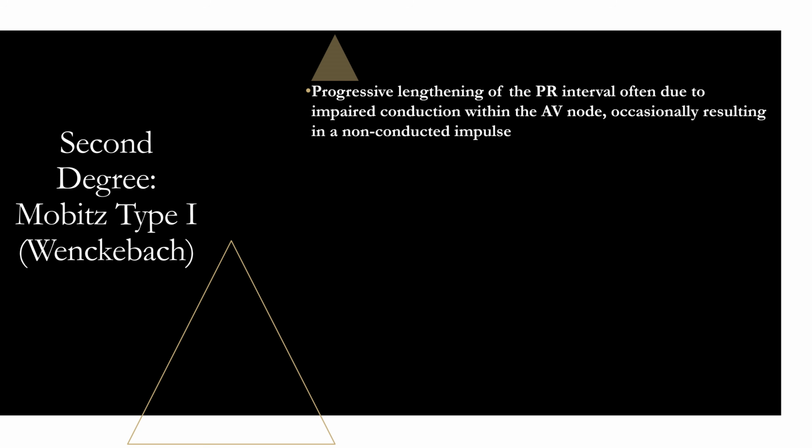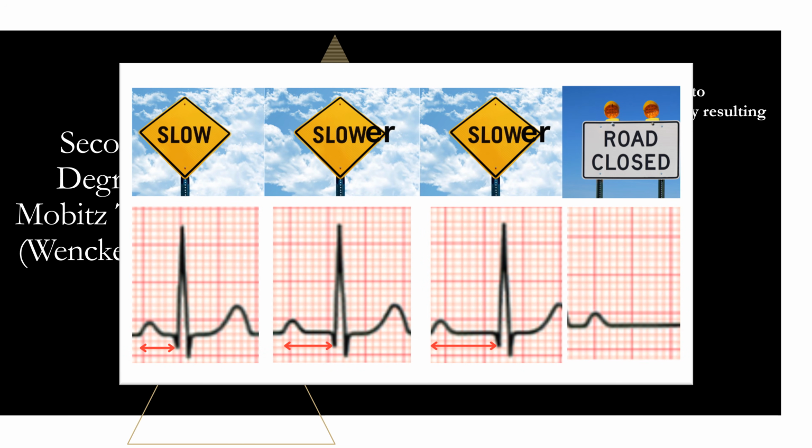So this is similar to a first-degree AV block where there is some traffic on the road to the ventricle, so we have this prolonged PR interval. The difference is in a Mobitz 1, the traffic keeps getting worse and worse, leading to the PR interval getting longer and longer until eventually everything just comes to a standstill, the road shuts down, the atrial impulses fail to reach the ventricles, and you have a dropped beat.